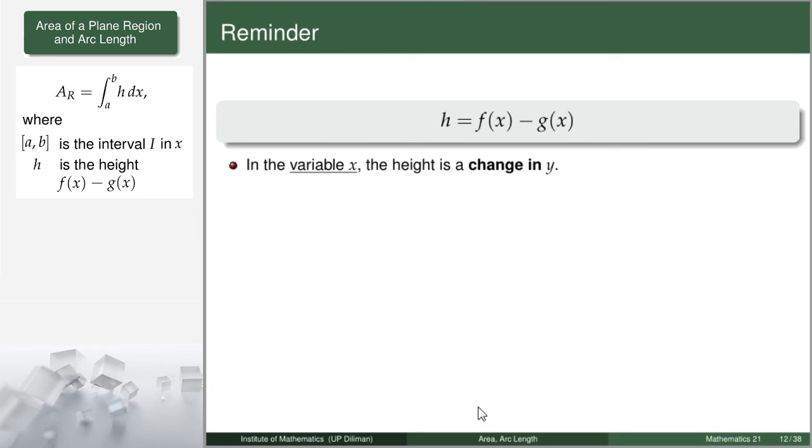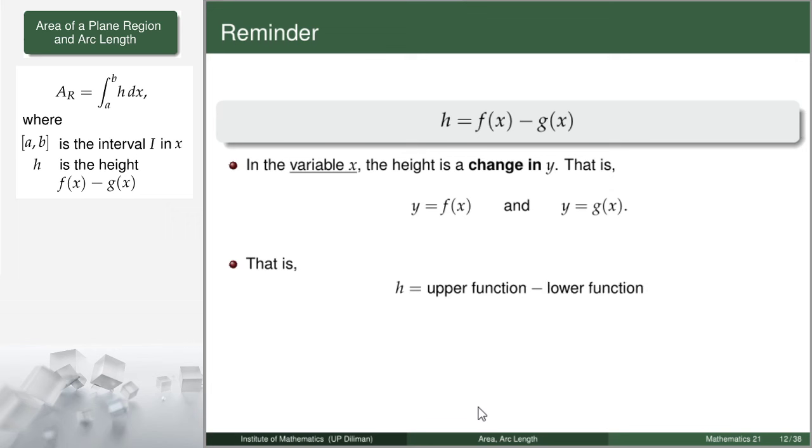And that is, you know what f and g are by expressing your curves as y equal to f of x, y equal to g of x, and knowing which one is the upper function and which one is the lower function. Because once you know that, the height is just upper function minus the lower function. Or the function given by the curve bounding above, minus the function that's governing the bound below.